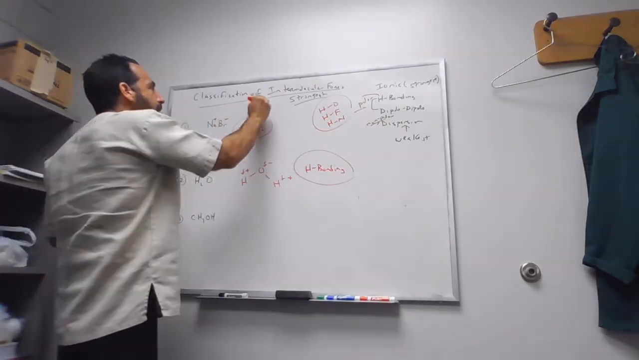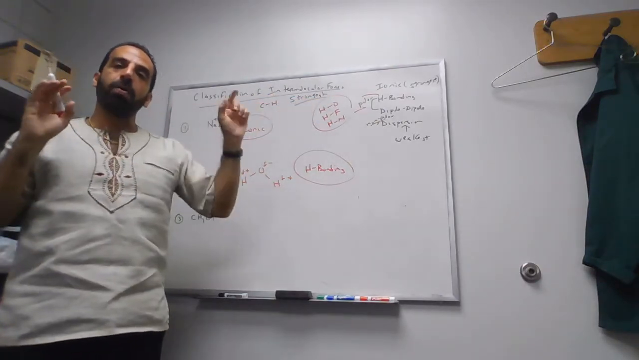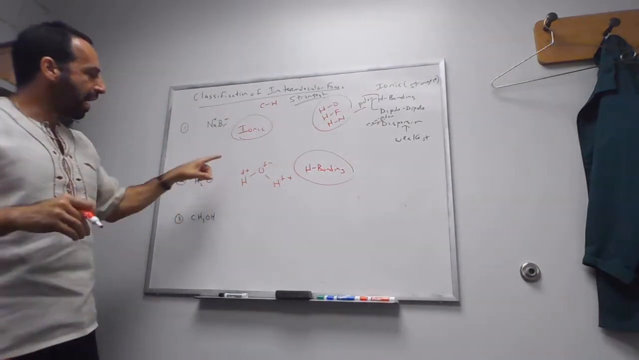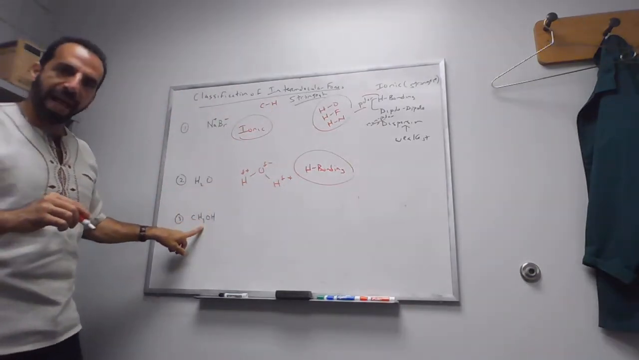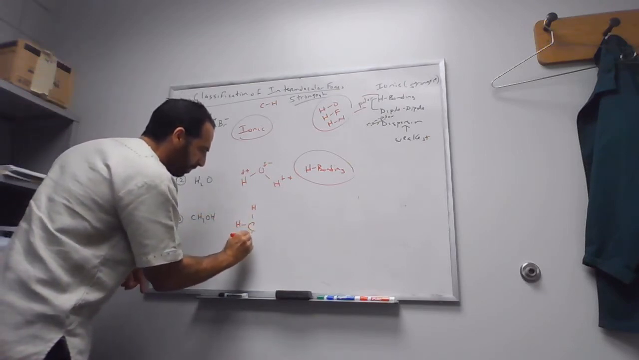If it has something like a carbon and a hydrogen, that's not hydrogen bonded, because it's not oxygen, fluorine, or nitrogen. In fact, this is actually nonpolar. This is going to be a dispersion type interaction. That's hydrogen bonded. This is actually alcohol. This is methanol.